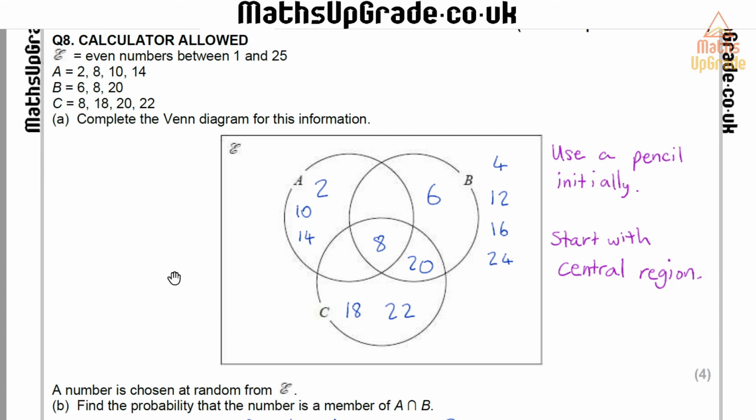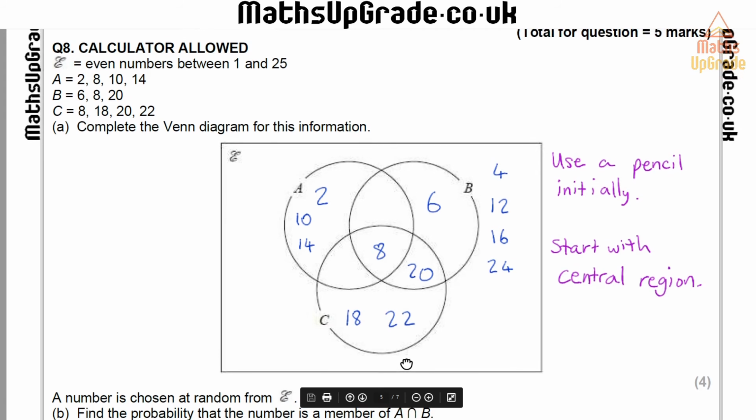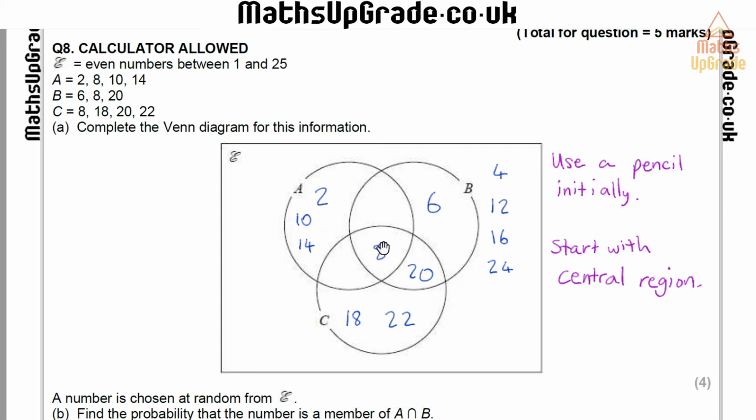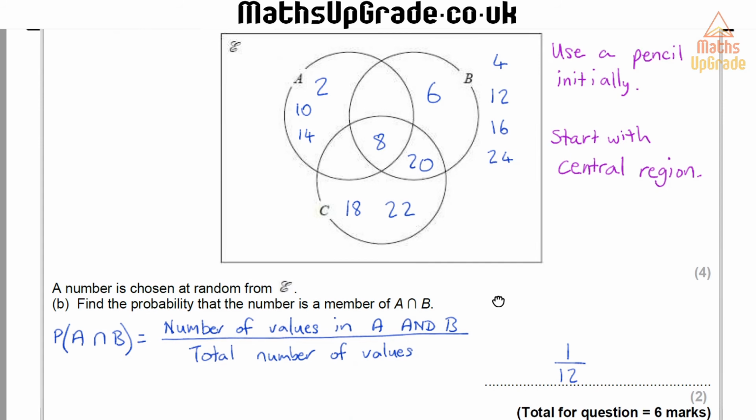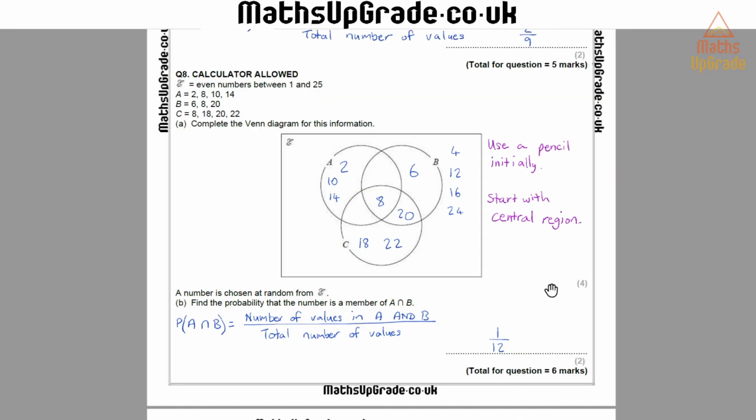Part B, a number is chosen at random from the universal set, so from the entire region. Find the probability that the number is a member of A intersect B. So A and B. Okay, so what's in A and B? In A and B is only this number here, 8. And how many numbers are there altogether? There's 1, 2, 3, 4, 5, 6, 7, 8, 9, 10, 11, 12. So it's going to be 1 out of 12. Okay, and the whole question there was worth 6 marks.